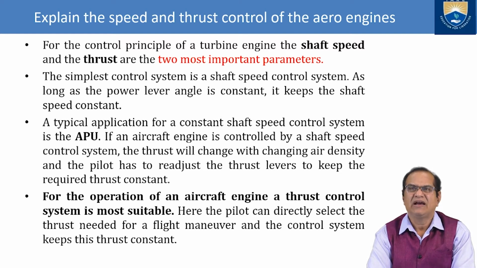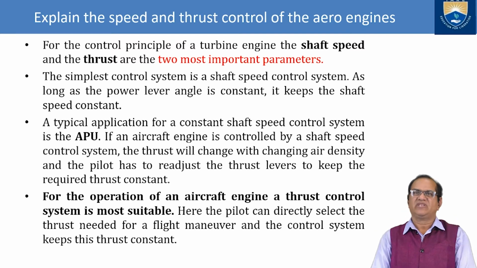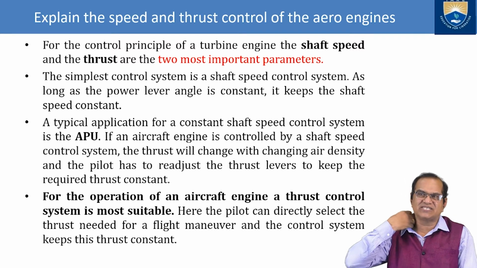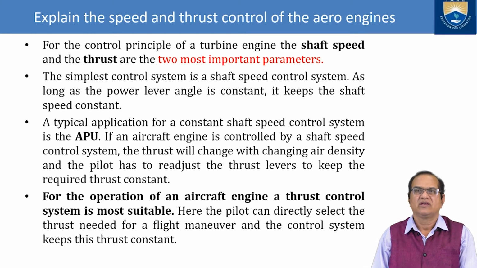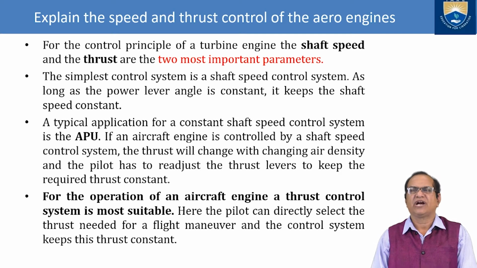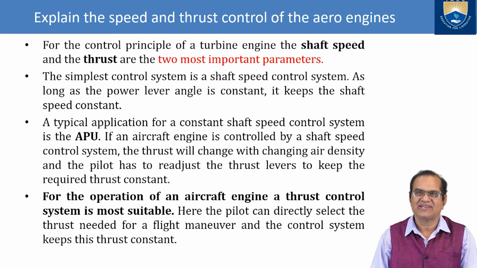The simplest control system is a shaft speed control system. As long as the power lever angle is constant, it keeps the shaft speed constant. A typical application for a constant shaft speed control system is the APU. If an aircraft engine is controlled by a shaft speed control system, the thrust will change with changing air density, and the pilot has to readjust the thrust lever to keep the required thrust.